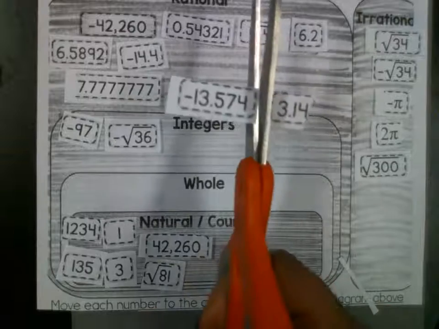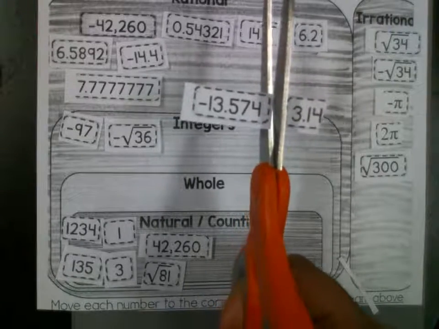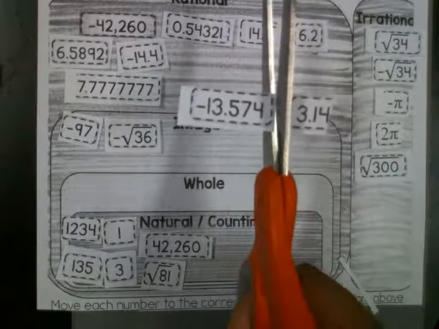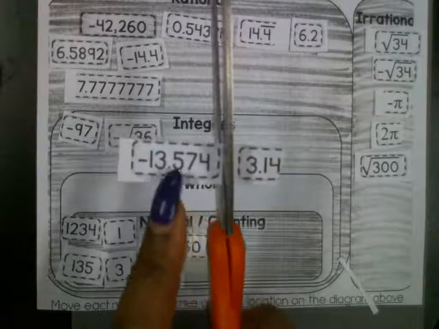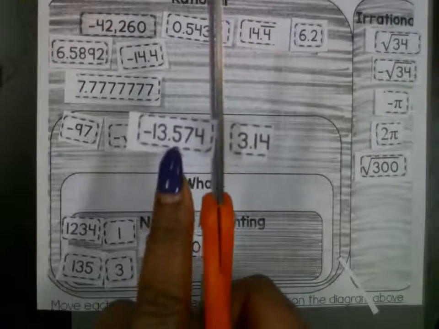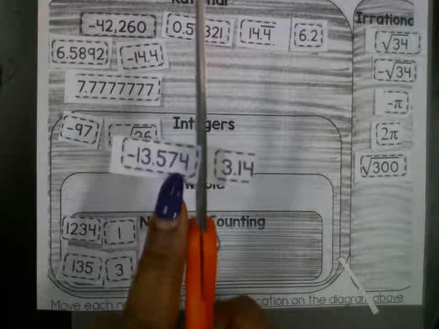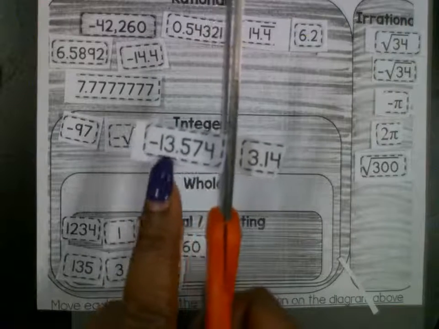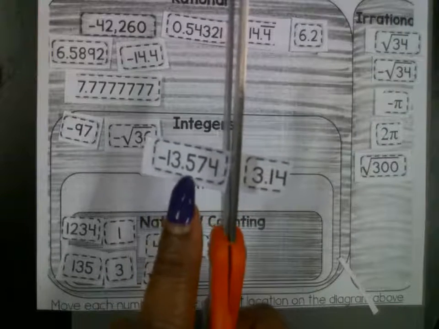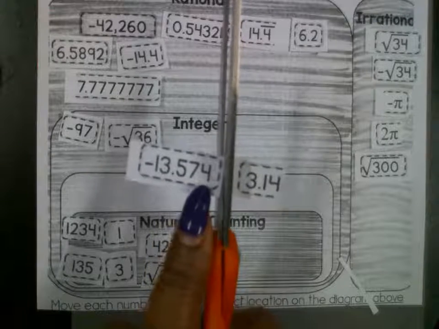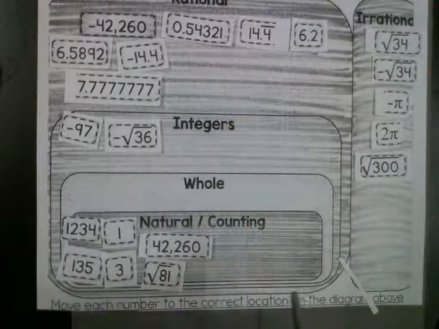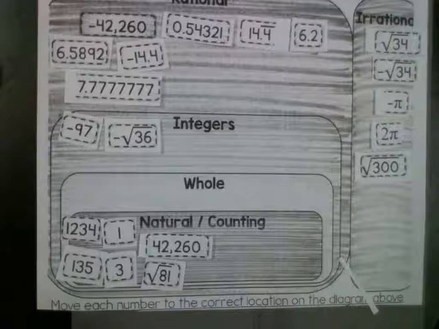The next number is negative 13.574, which, this last place value, remember this is tenths, hundredths, thousandths. So this is negative 13 and, that's a decimal, 574 thousandths with the THS. That's how you technically say that number.